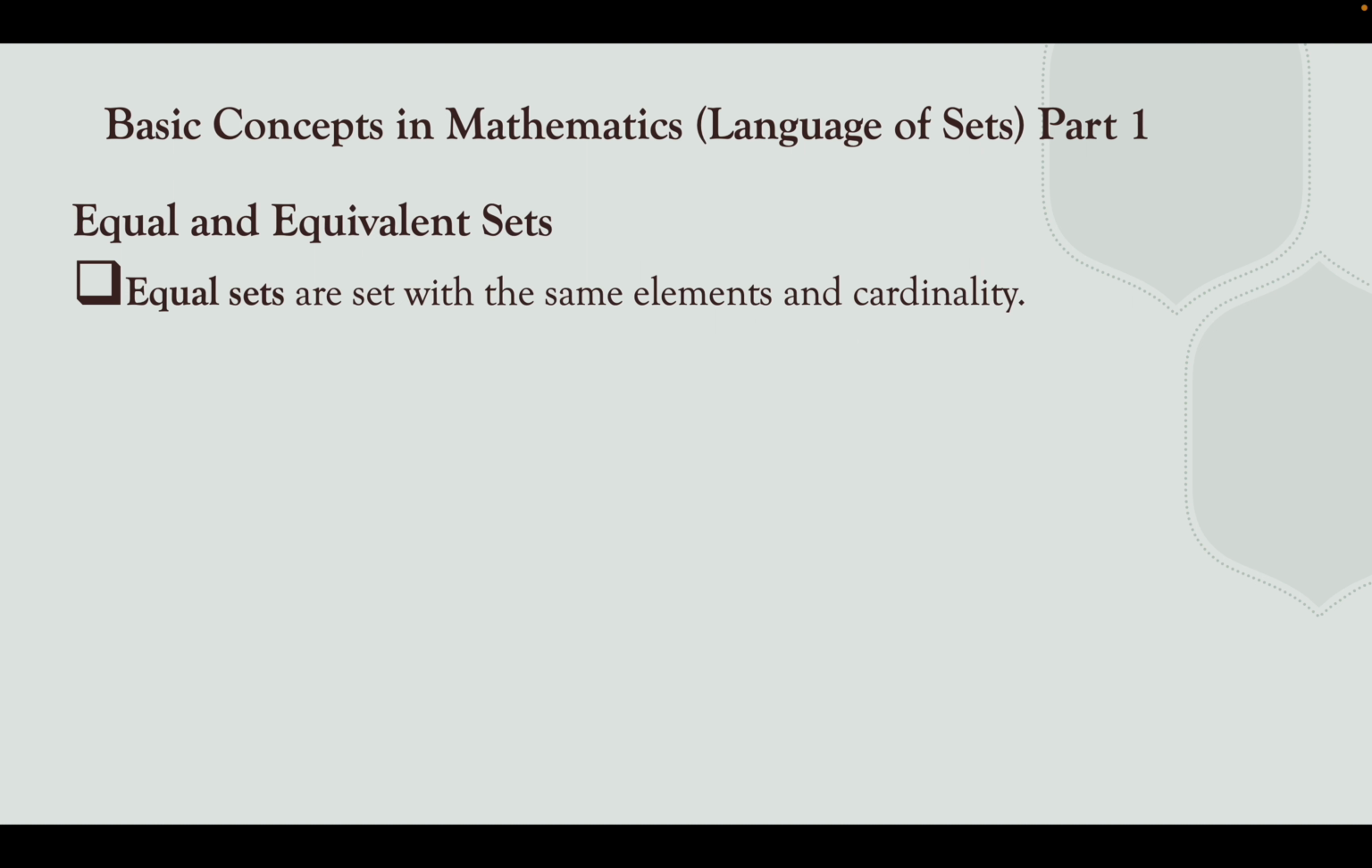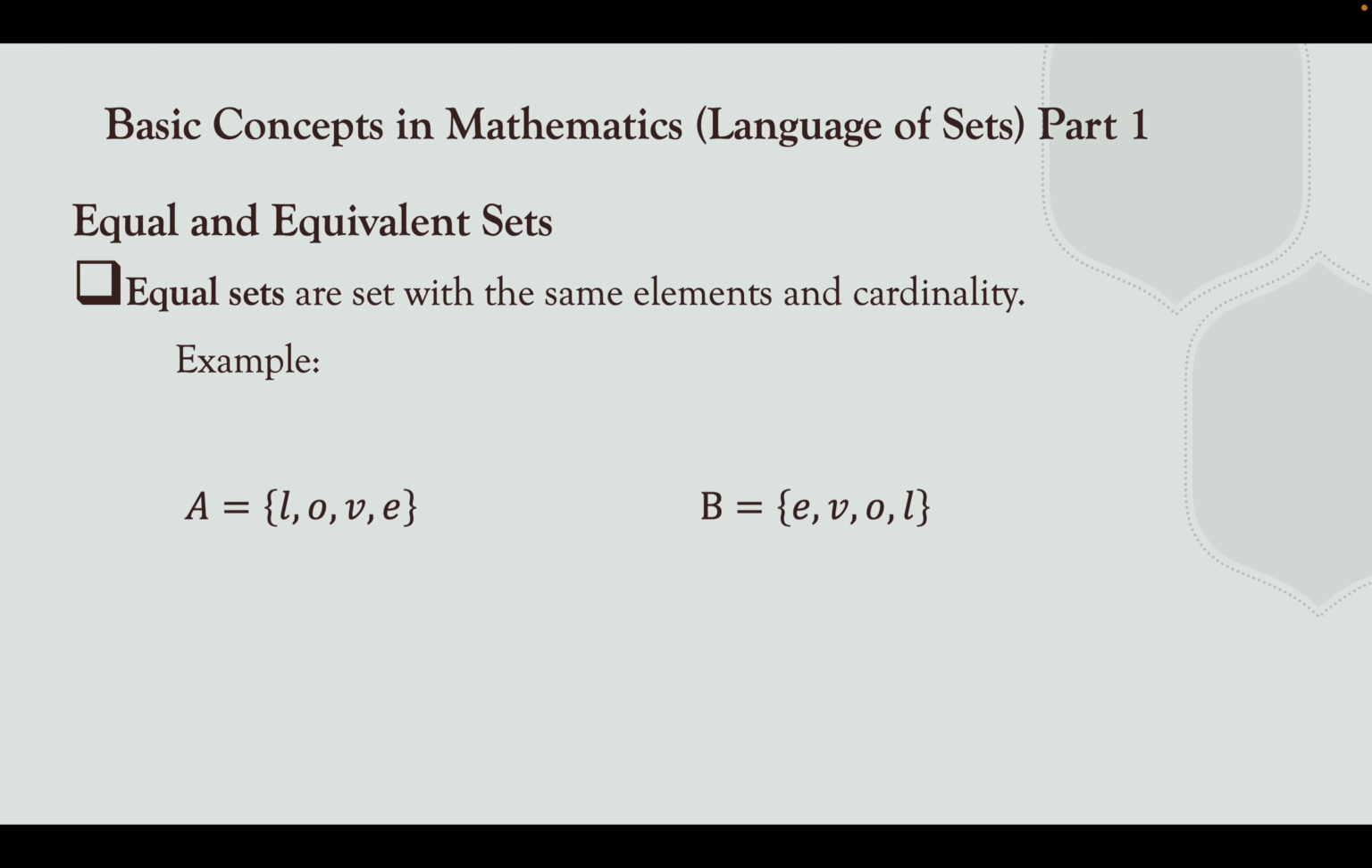So let us differentiate what is equal and equivalent sets. Equal sets are sets with the same elements and cardinality. So what do you mean by cardinality? That means the total number of elements. So for a set to be considered an equal set, we need to look at the elements. They must have the same elements and the same cardinality, or the same number of elements.